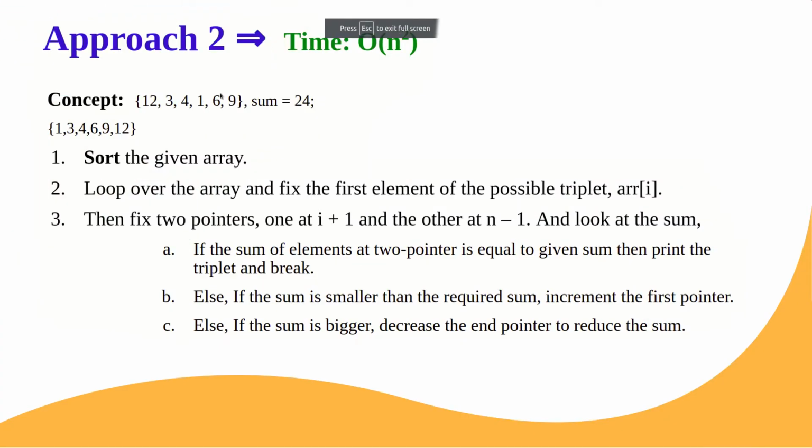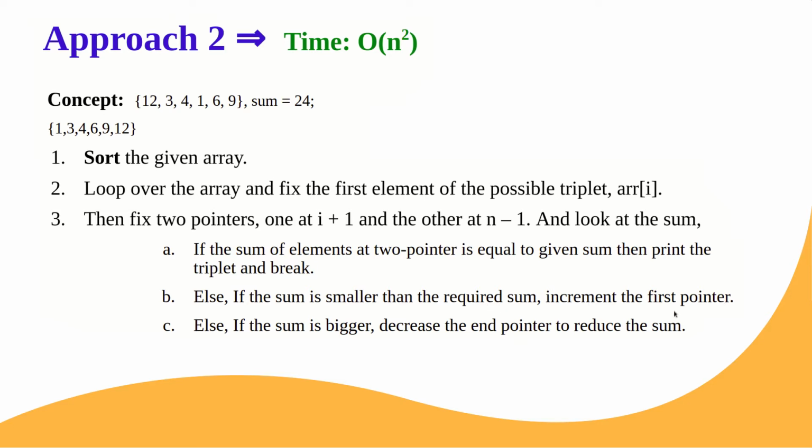Now we fix the first element, and we loop over the entire remaining elements, fixing one element, looping over the next element, and the n minus 1 element. So pick this element, 1 is fixed, so the sum becomes 1 plus 3 plus 12, which is 16. As you can see, it is less than 24, so it falls into the category smaller than the required sum.